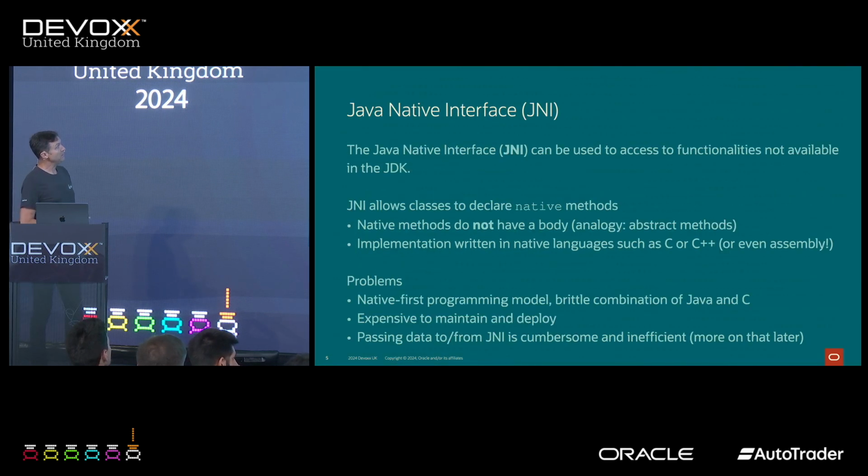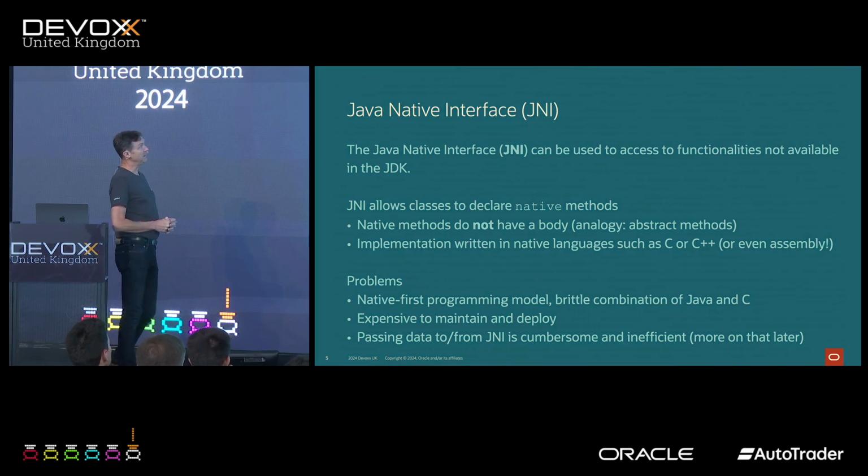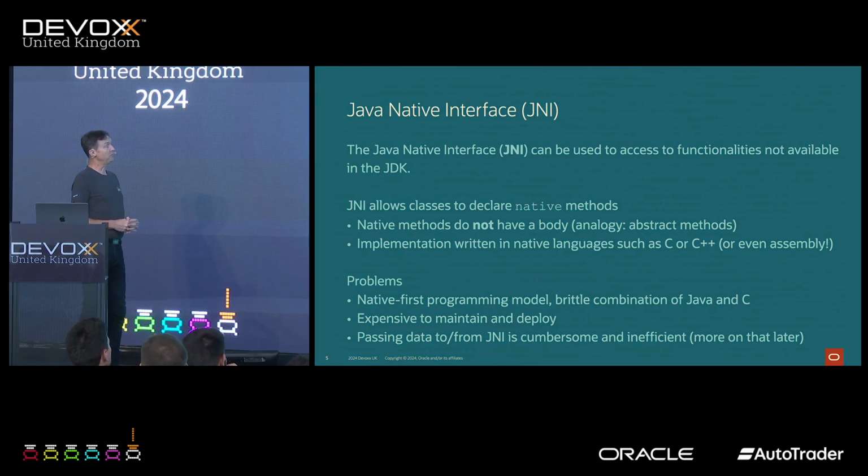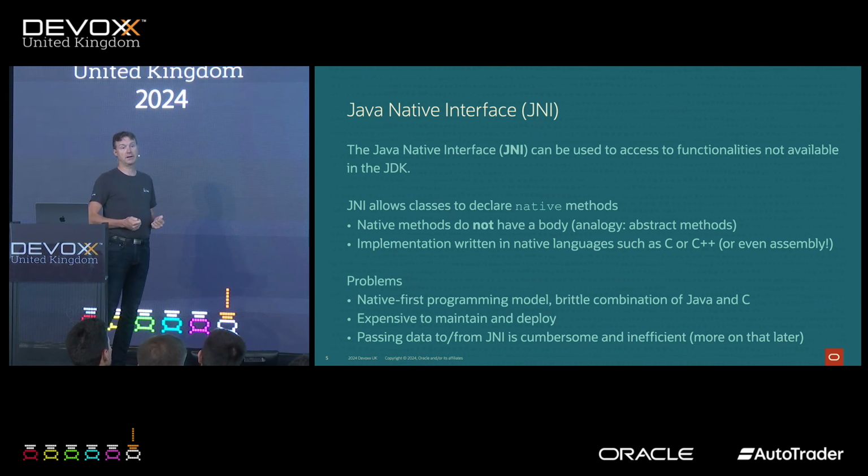It used to be the case that we could use JNI, the Java Native Interface, which allows us to declare something called native methods. The native methods are like an abstract method, you can say. They don't have a body. And then when we run the compiler, it will generate a header file, which we then need to implement in C.